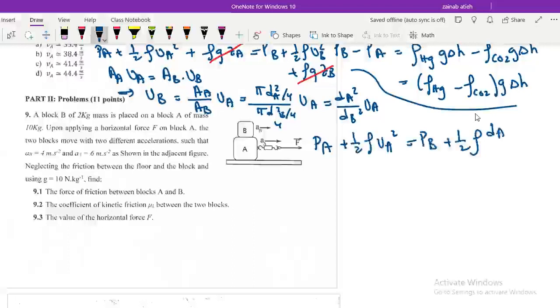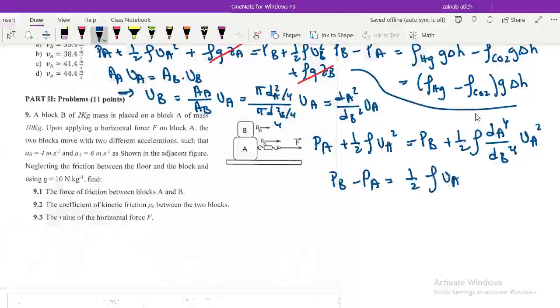Where VB is dA to the power 4 over dB to the power 4 times VA squared, after squaring. Okay, so I have PB minus PA equal to half rho VA squared. I will gather these on one side and take half rho VA squared common: 1 minus dA to the 4 over 1 minus dB to the 4.